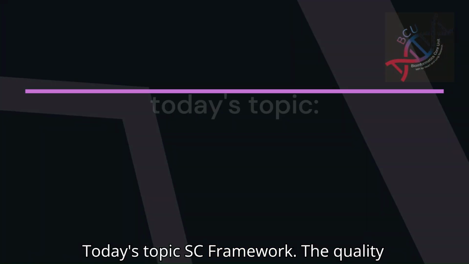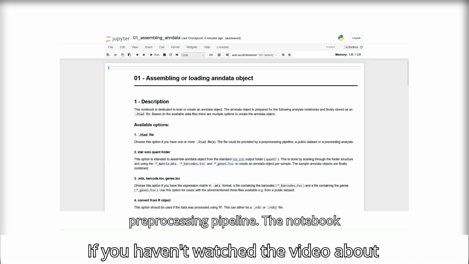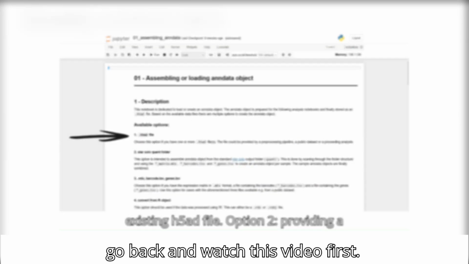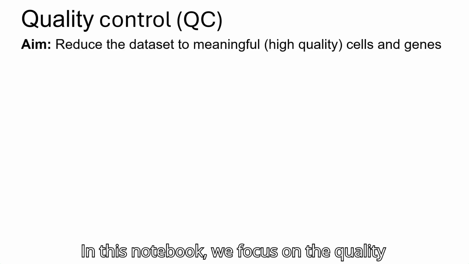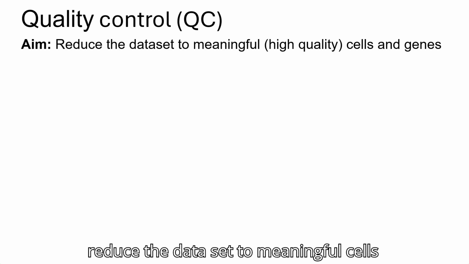Today's topic, SC Framework, the Quality Control Notebook. If you haven't watched the video about the first notebook, we recommend you go back and watch that video first. In this notebook, we focus on the quality control of the data. The aim is to reduce the dataset to meaningful cells and genes.